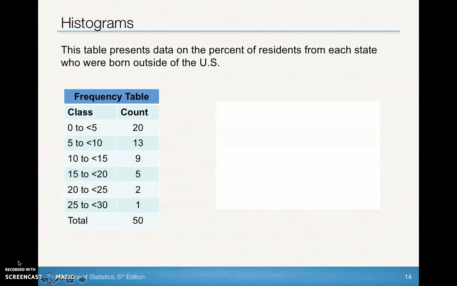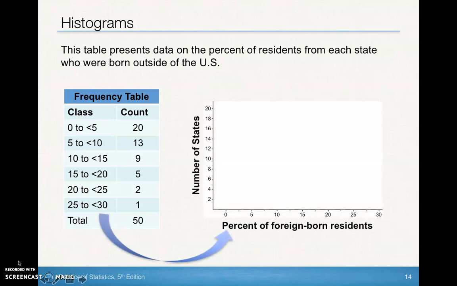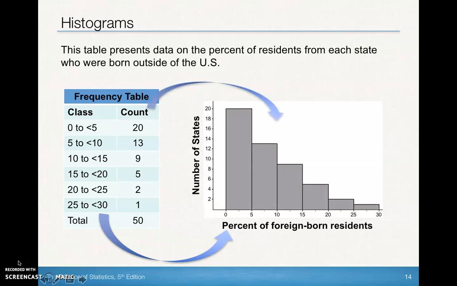So here's an example of a histogram. We've got this frequency table here, and our intervals are counting by 5: 0 to 5, 5 to 10, 10 to 15, and so on. We have 50 total data points. On the x-axis, we've got the percent of foreign-born residents, and on the y-axis, we have the frequency, the number of states that have that percent. Between 0 and 5%, there are 20 states that have that. Between 5 and 10%, there are about 13 states that fall into that category.